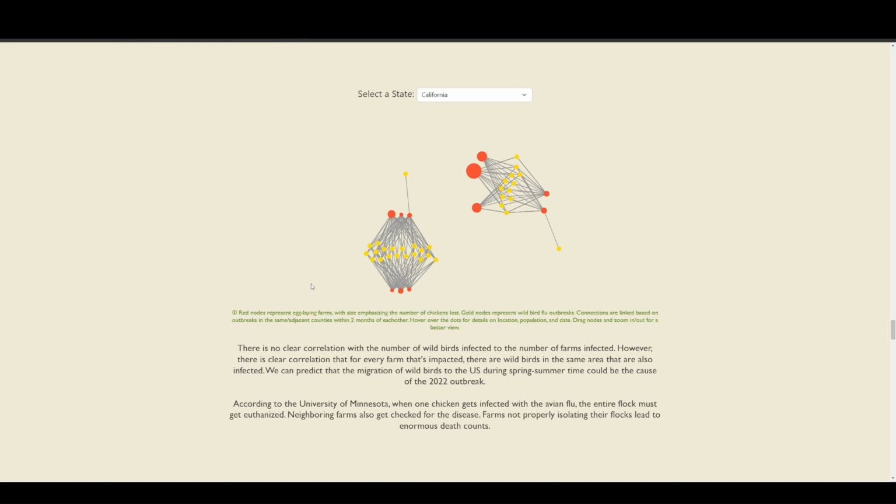We found that there is a clear relationship between the wild bird outbreaks that took place and the farms that experience outbreaks under the given conditions. This entails that there is some form of interaction between the wild populations and farm hens during a given time period.